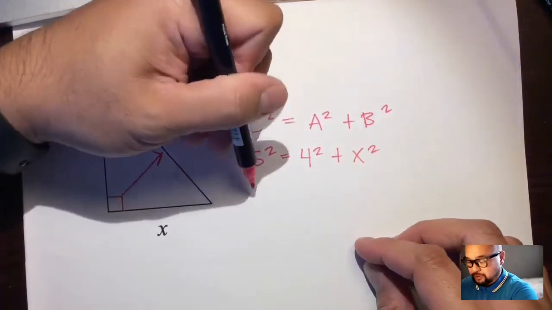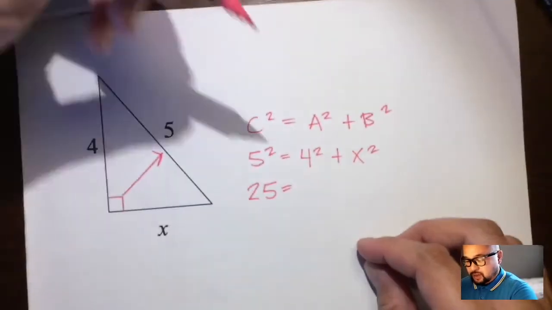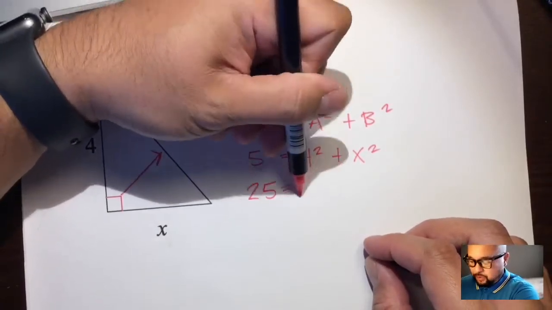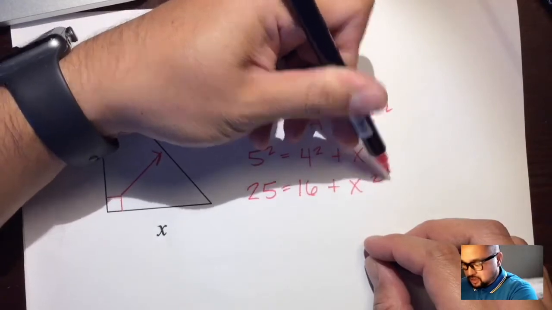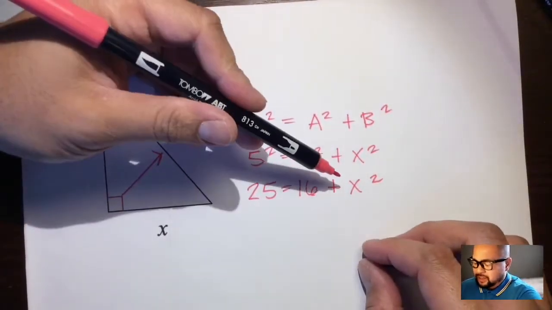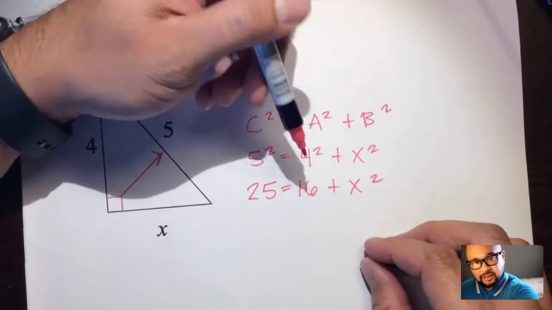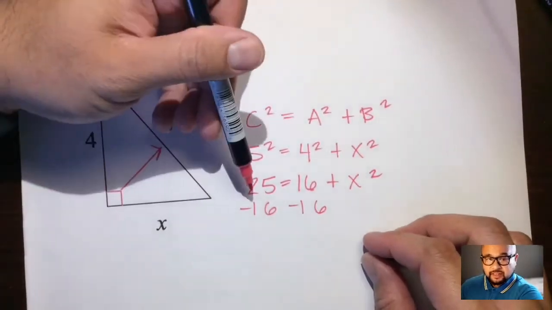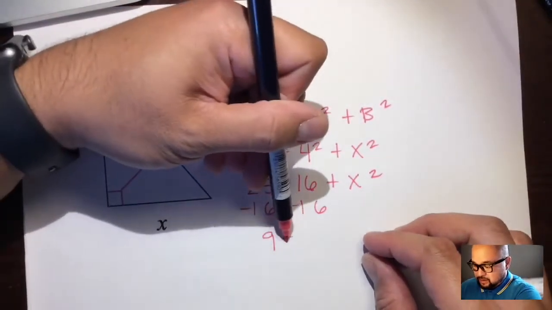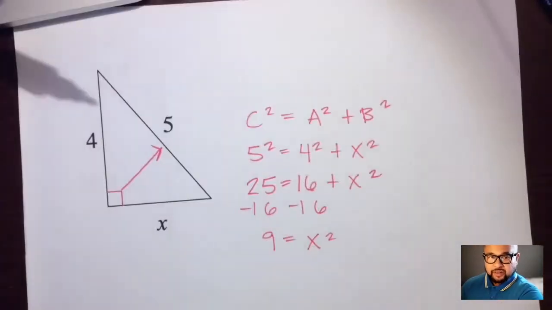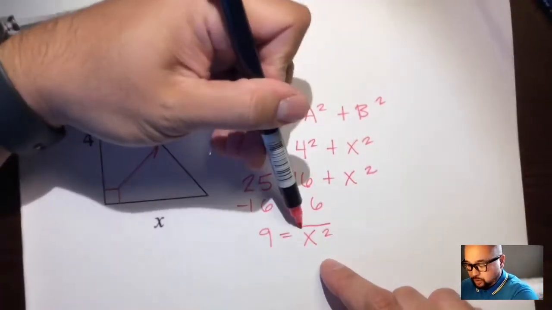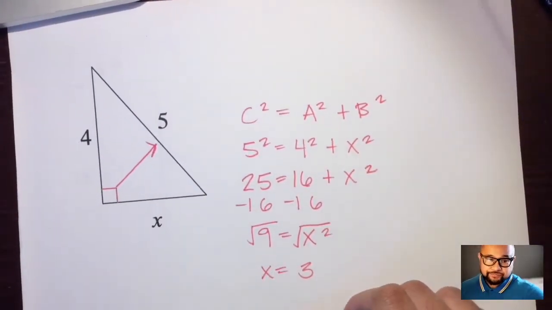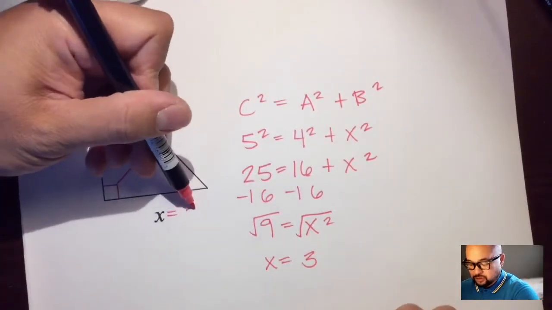Now let's do some math. 5 squared is 25, is equal to 4 squared. Don't say 8. This is 4 times 4, which is 16, plus x squared. And now let's get the 16 to the other side. Positive 16 is negative 16, so we're going to subtract 16 from both sides. 25 minus 16 is 9, is equal to x squared. And the opposite of squaring something is square rooting it. The square root of 9 is 3. There we go. So x is equal to 3.